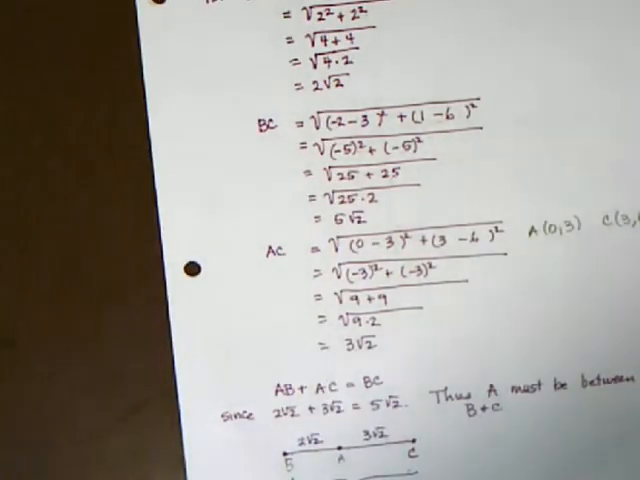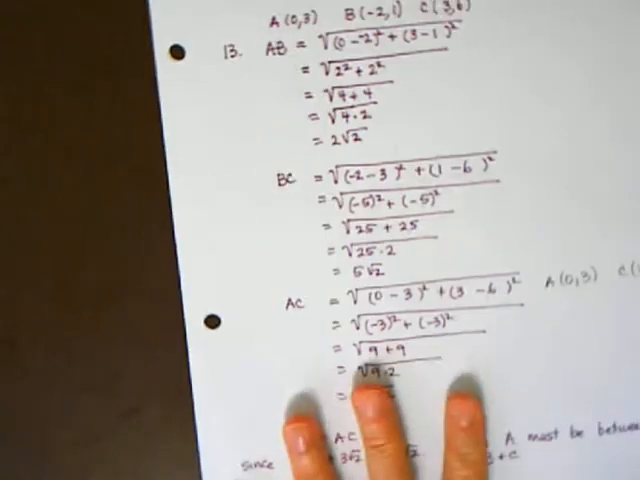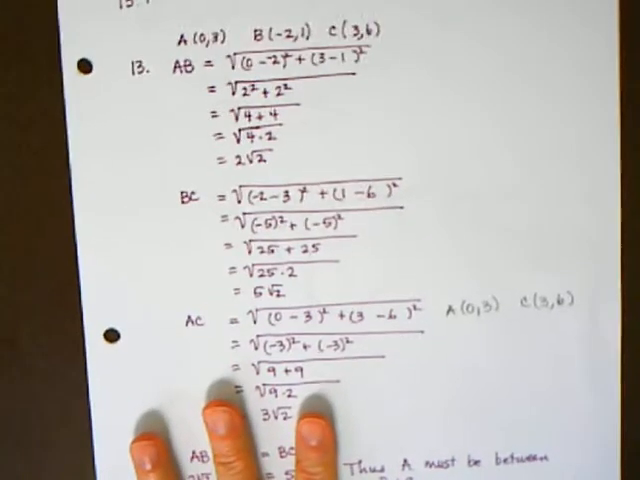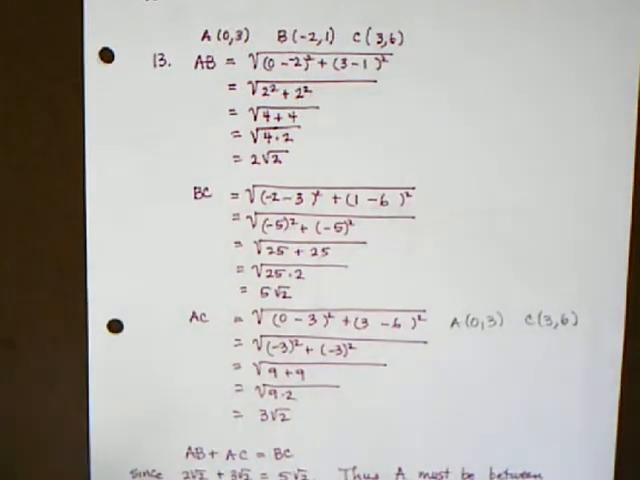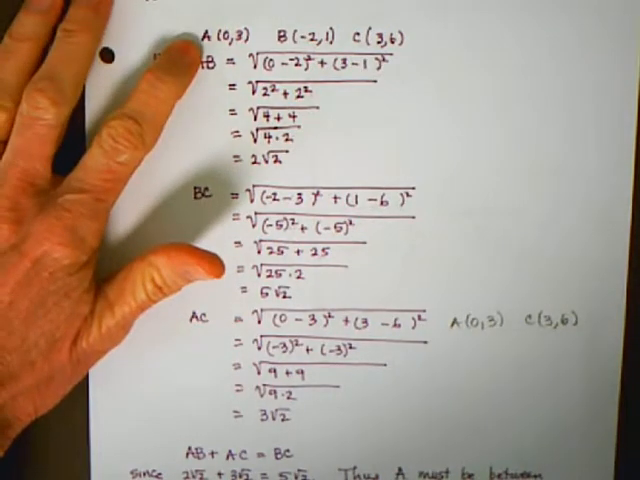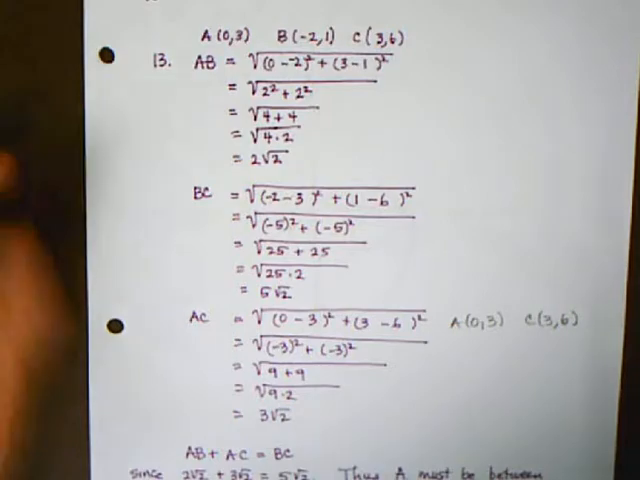Okay, these are the problems from 13.1. Problem 13 is probably the hardest of all the problems that you guys need to do for this assignment. So I'm going to spend a little time on it. Basically, you're given 3 points, A, B, and C, and you have to tell whether they're collinear or not.